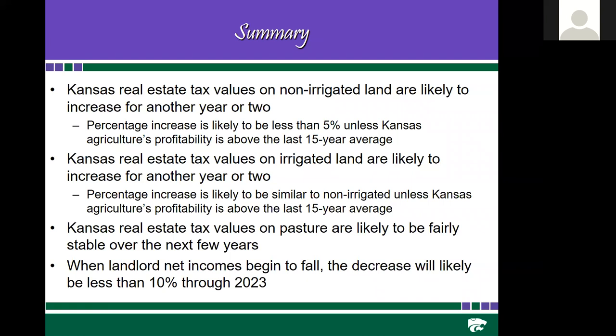And so again, I would suggest that probably if we're going to summarize these for the state of Kansas, over the next year or two, we're probably going to see these appraisals increase, but probably less than a total of 5%, unless we get high profitability in Kansas agriculture, which I think would be a good thing in terms of the overall health of the agricultural economy. And that would cause those property taxes not to behave quite like they were. Same type of thing on irrigated land. Again, they're likely to increase another year or two.